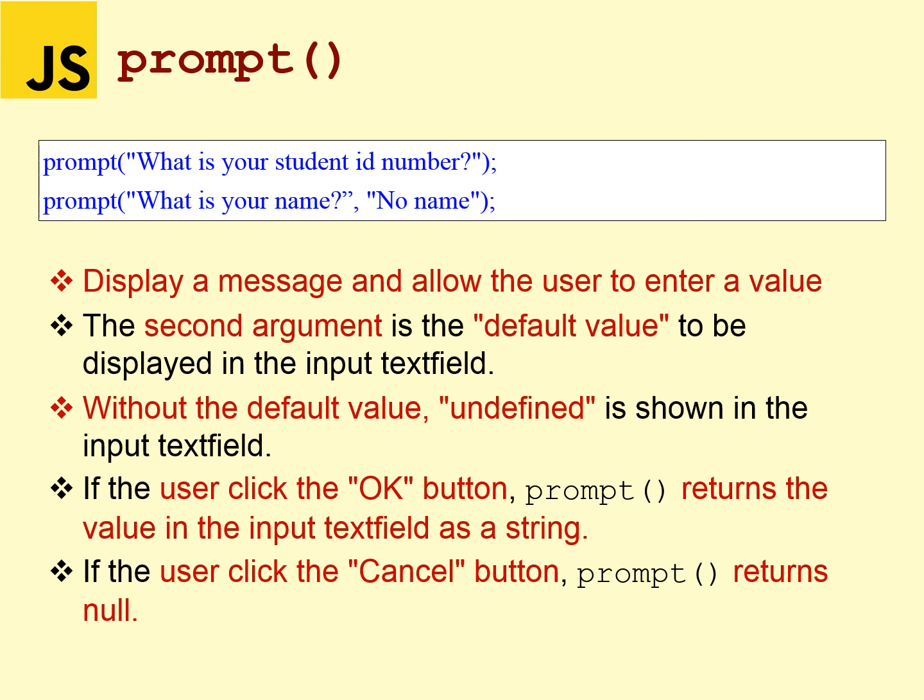If the user clicks the cancel button, prompt returns null. So if the user has not answered the corresponding question and simply clicks the cancel button, the prompt function returns a null value. So these are the three types of message boxes available in JavaScript.